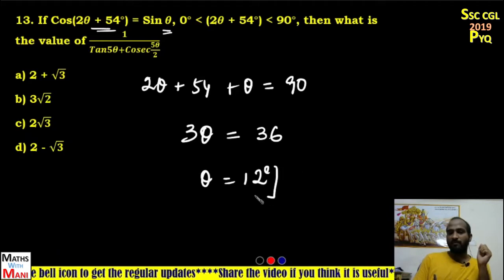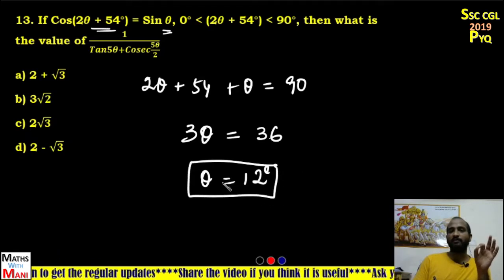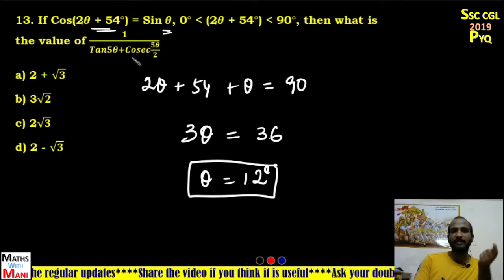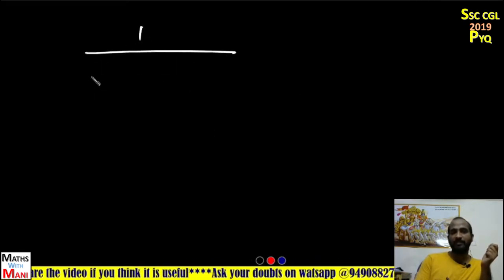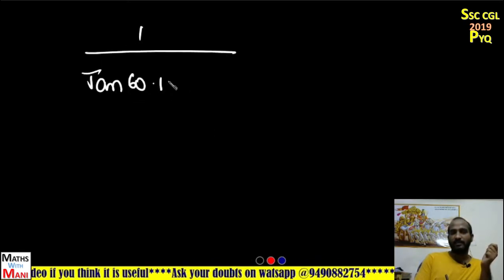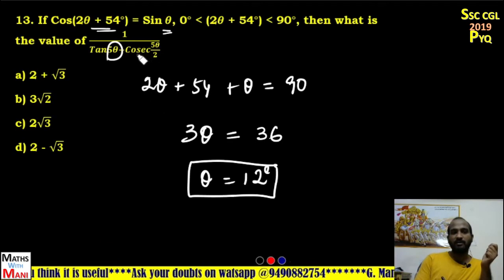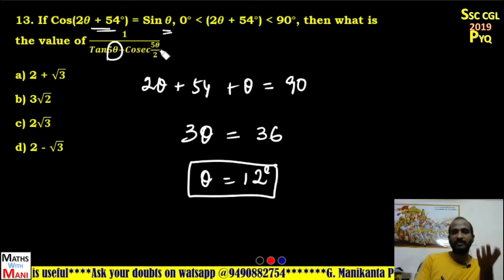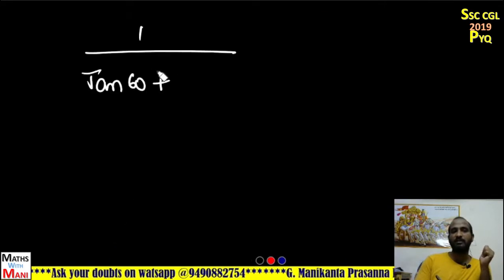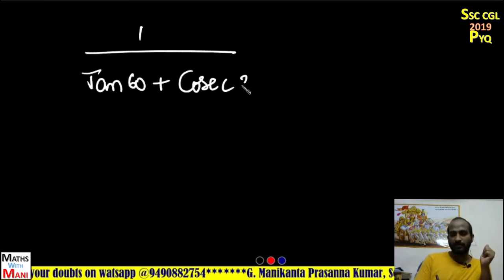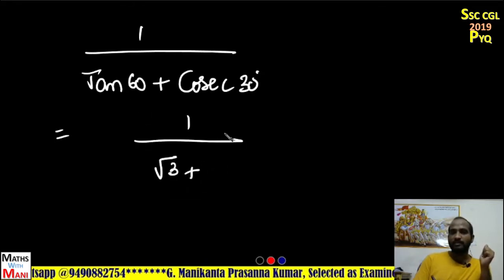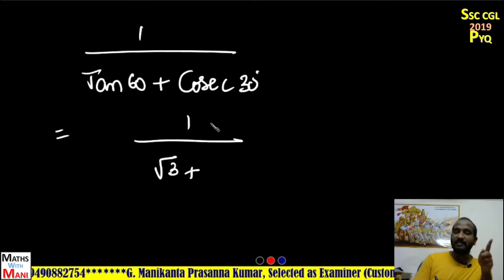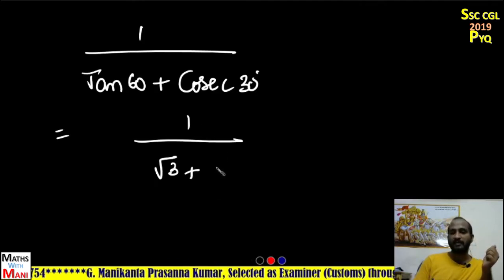So what is the value of theta? 12 degrees. But here the question is not finding the value of theta. You have to find out 1 by tan 5 theta. Theta is 12, so what is the value of 5 theta? 60. That means the question becomes 1 by tan 60 plus cosecant 5 theta by 2. 5 theta is 60, 60 by 2 means 30. So cosecant 30, that you have to find out. 1 by tan 60 means how much? 1 by root 3. And what is the value of cosecant 30? Sin 30 is 1 by 2, so cosecant 30 is 2.